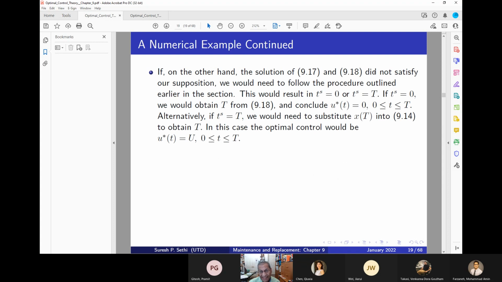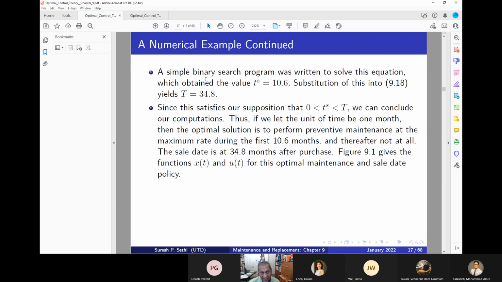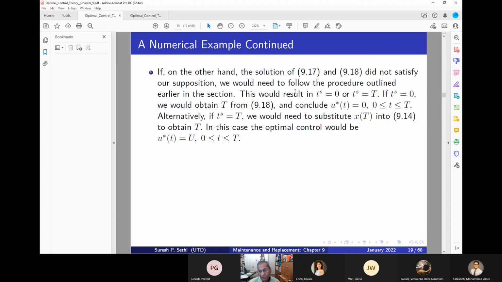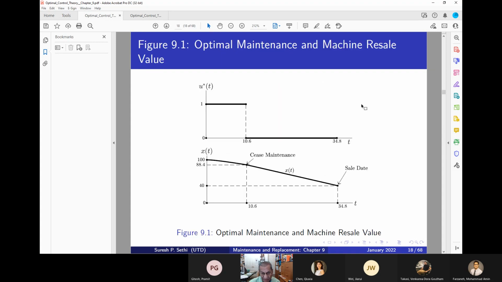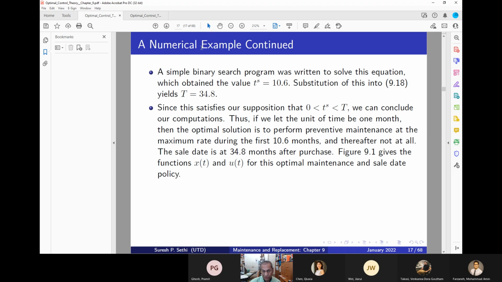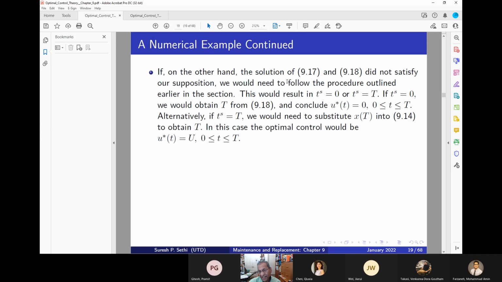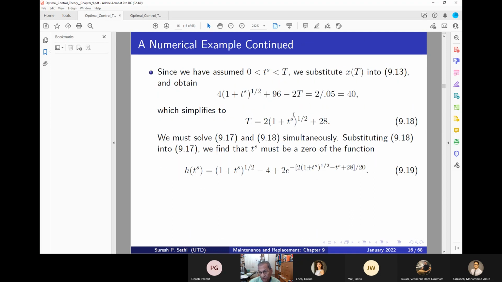If the solution did not satisfy this condition, suppose TS and T became bigger than that, then this would result in either TS equal to 0 or TS equal to T. So when this is not satisfied, we go to the other case, and there are only two cases left. Either TS has to be 0 or TS has to be T. If TS equals 0, we would obtain T from 9.18, which is that one.